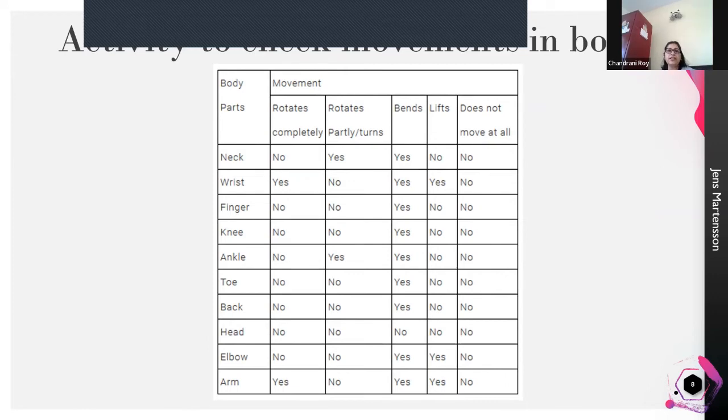It only rotates partly or turns, yes, bends, yes. So you can ask them to move it back and forth and ask them if they can move it in any other way. And lifting, we cannot, and does not move at all is also no. The neck does move. Similarly, we can have different sets of children coming up and moving the neck, the wrist, the finger, the knees, the ankles, then toe, back, head, elbow, and arm. And I think in a span of about 15 to 20 minutes, this activity can engage quite a few children.